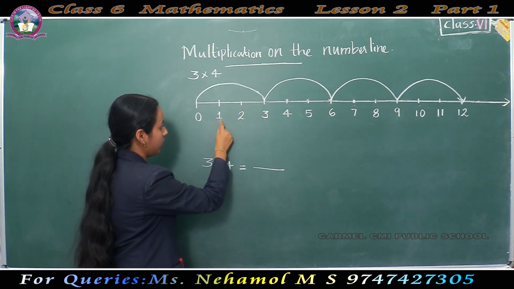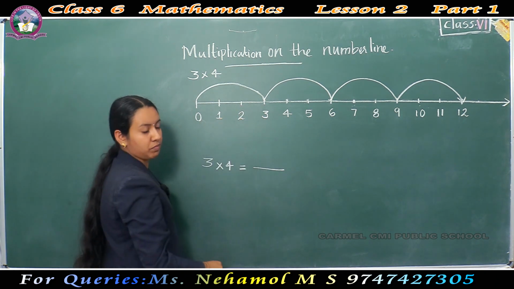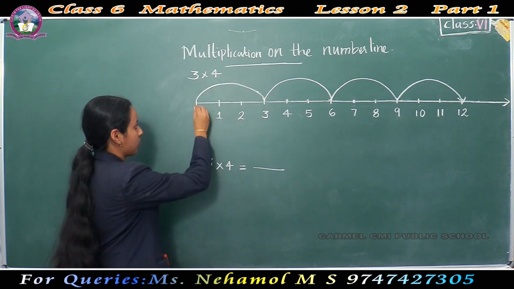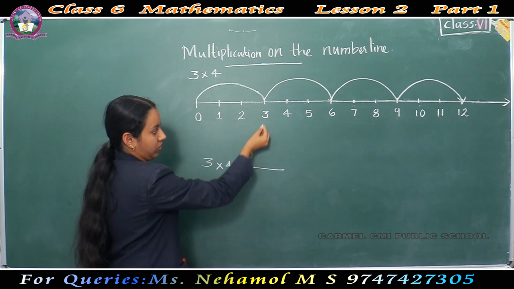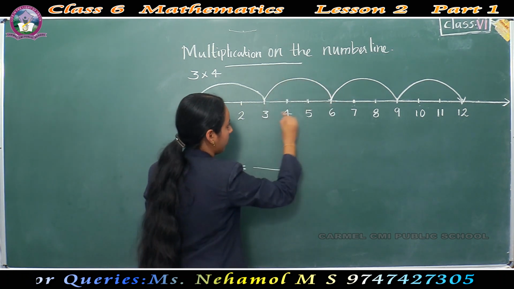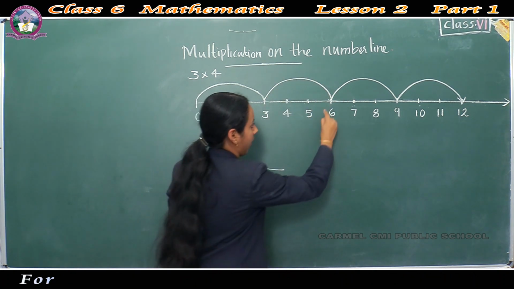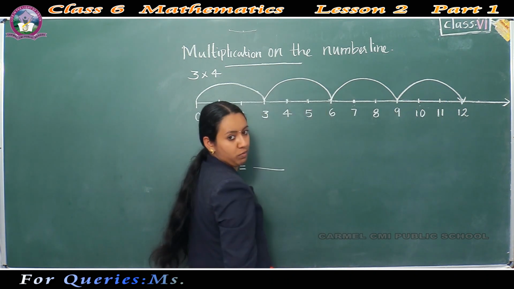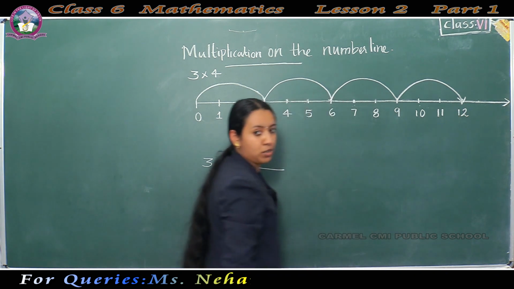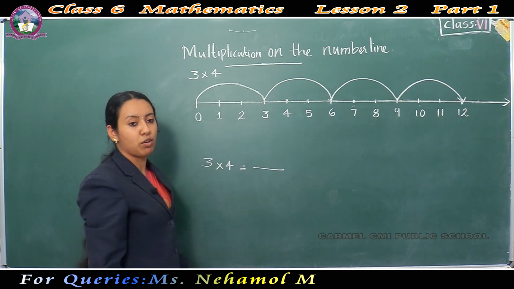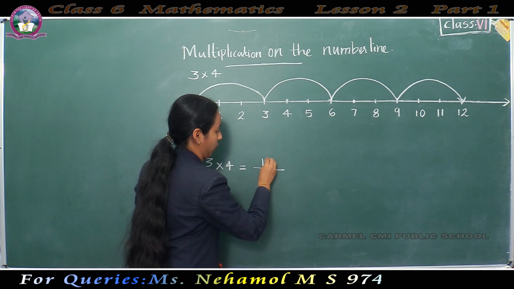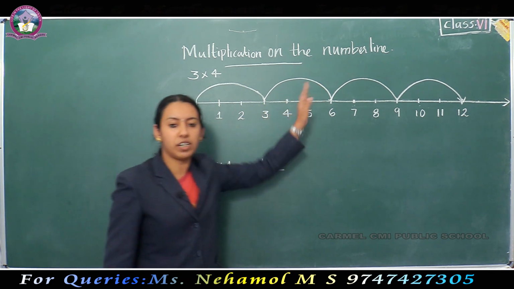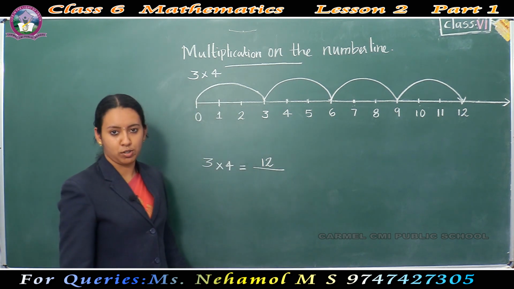That means 1, 2, 3. Make 4 such jumps. So 0 to 3, then the next one 3 to 6, 6 to 9, 9 to 12. So we reach 12. So 3 fours are 12. So the answer is 12. We got the answer from the number line as 12.